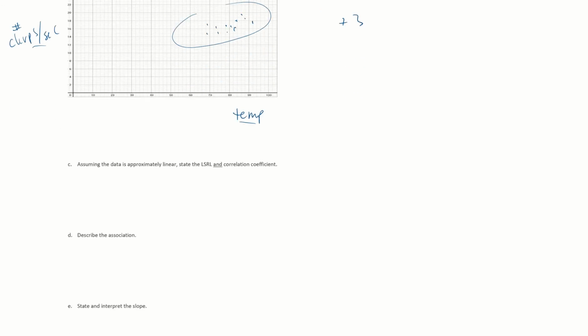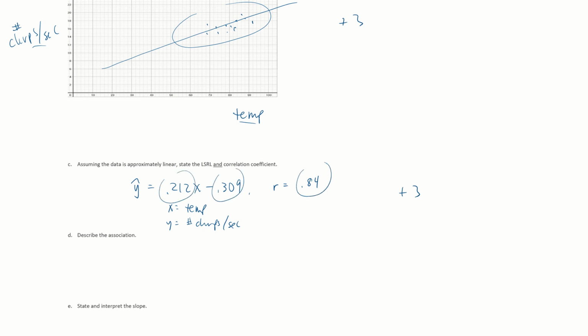Assuming the data is approximately linear, state the least squares regression line. So if you did this on your calculator, you should get y hat equals 0.212x minus 0.309. That's the equation of this line of best fit. And the correlation coefficient, which again your calculator does for you, is 0.84, where x is the temperature and y is the number of chirps per second. Those are 3 points. Basically, I look at 1, 2, 3 points.